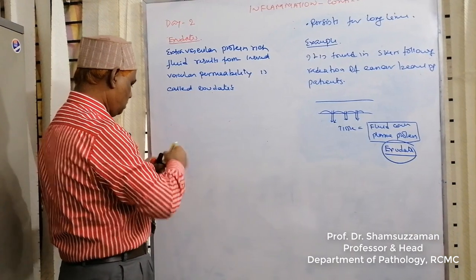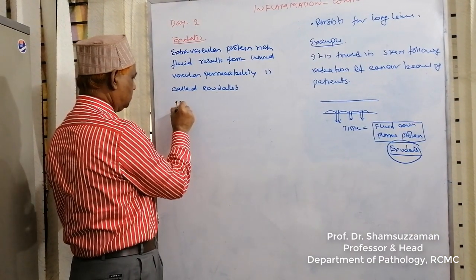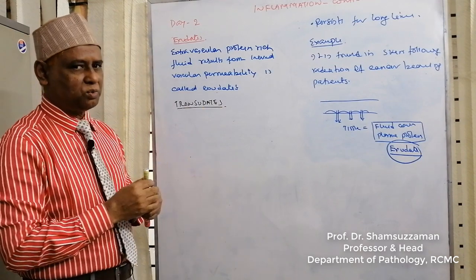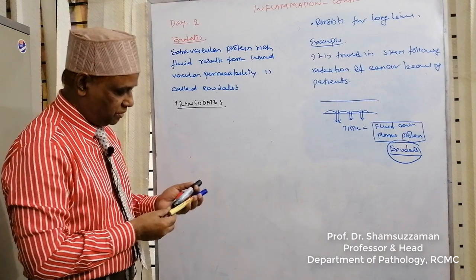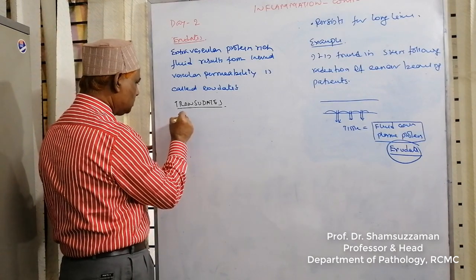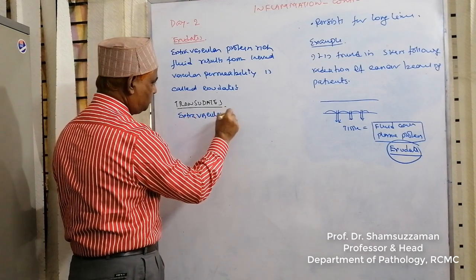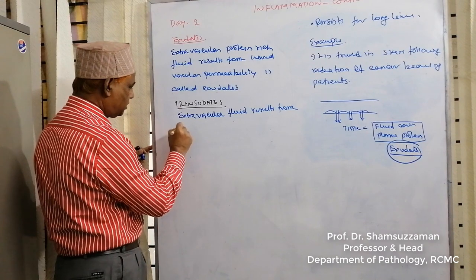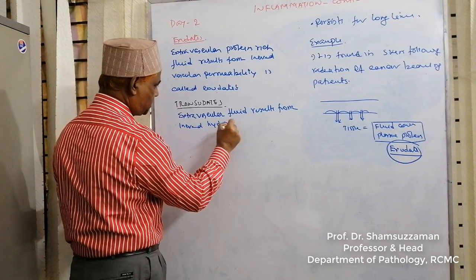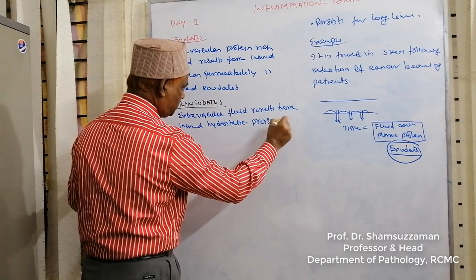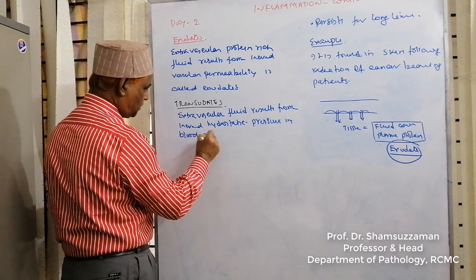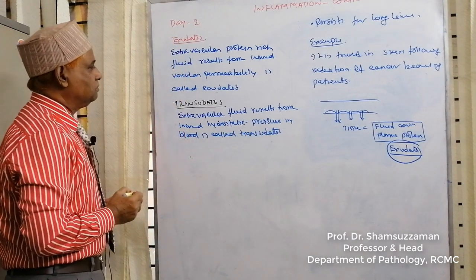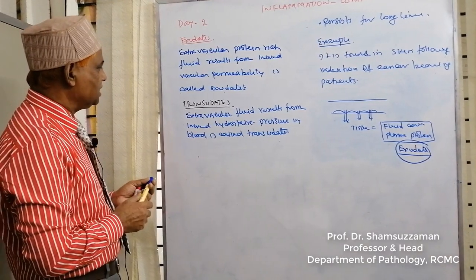Another term, transudate. Now come to transudate. What is transudate? It is also extravascular fluid, but it is not rich with protein. So extravascular fluid that results from increased hydrostatic pressure in blood is called transudate.